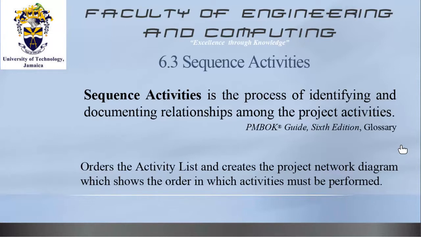So what it does, it orders the activity list and creates the project network diagram, which shows the order in which activities must be performed. So we will look at a network diagram in a short while. A network diagram, please note, is a requirement for your assignment number 2. So please pay particular attention as we go through in showing how we generate a network diagram.